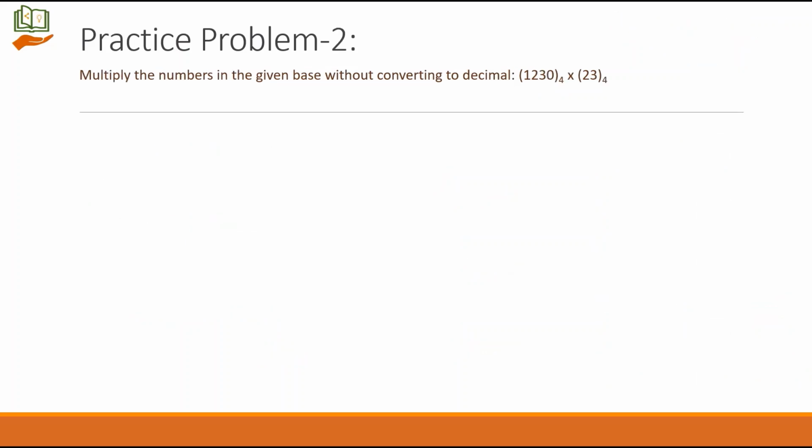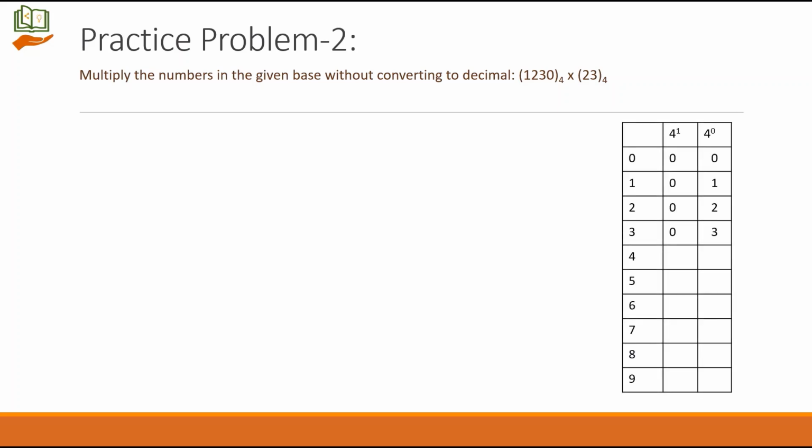Multiply the numbers in the given base without converting to decimal. 1230 to the base 4 into 23 to the base 4. We will take the base 4 first. 0, 1, 2, 3 will be the numbers. So we will write it as 0, 1, 2, 3. Now what has to accompany on the left side? It is 1. So 1, 1, 1, 1.